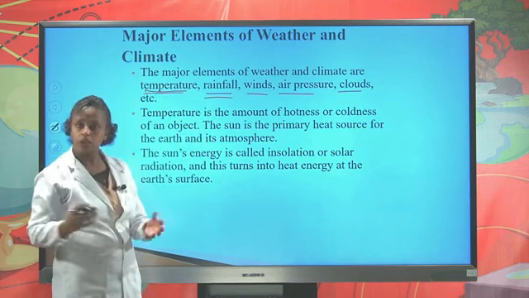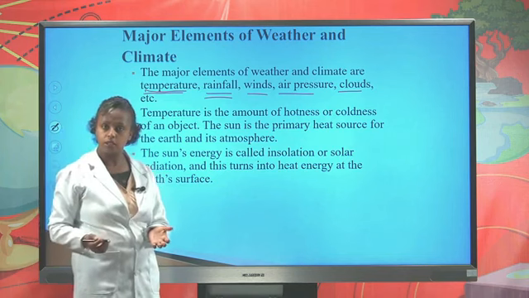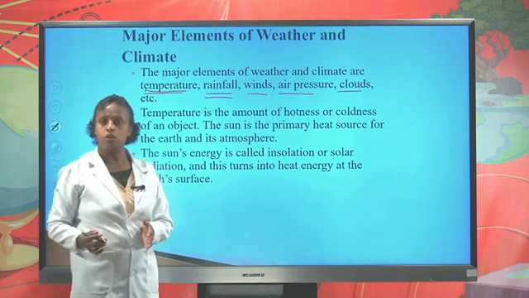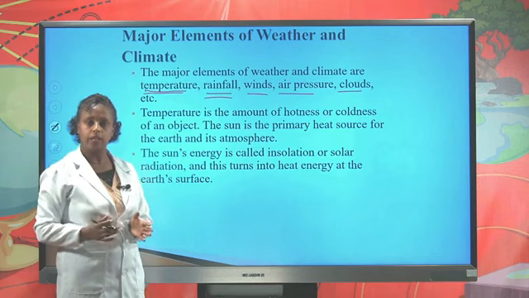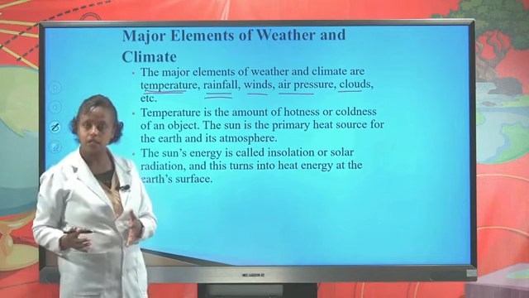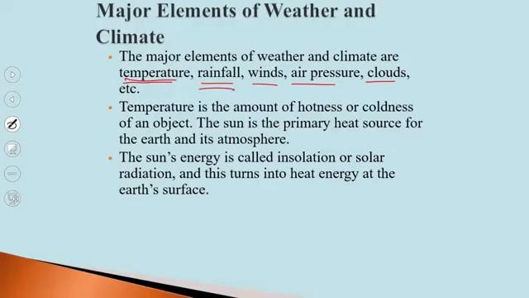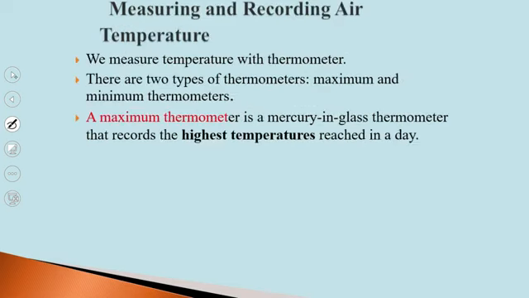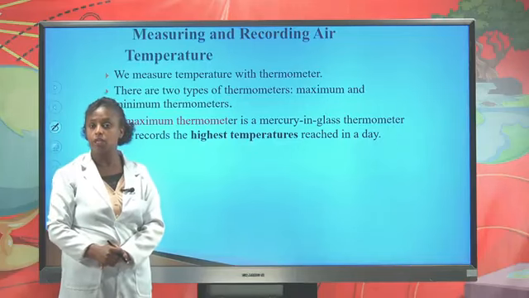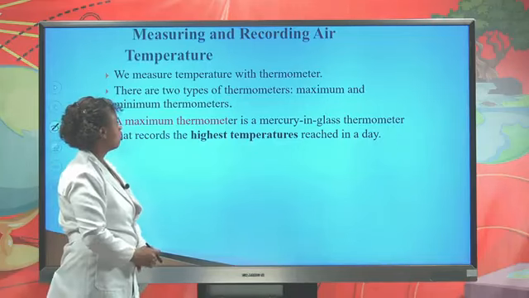Temperature is the hotness and the coldness of an object. The primary source of heat for the Earth and the Earth's atmosphere is the sun. The sun's energy is called solar radiation. Measuring and recording of air temperature: there is an instrument to measure temperature called a thermometer.